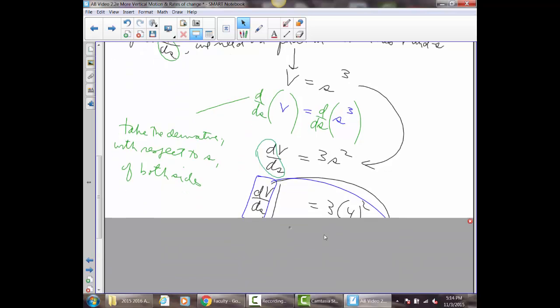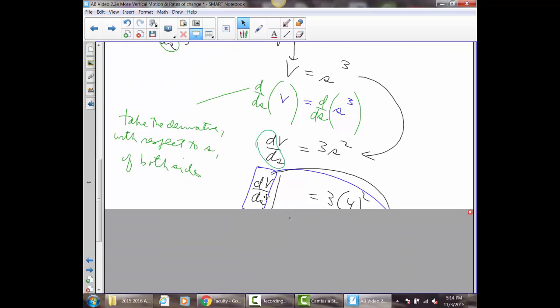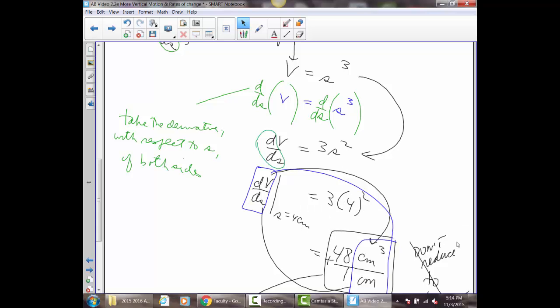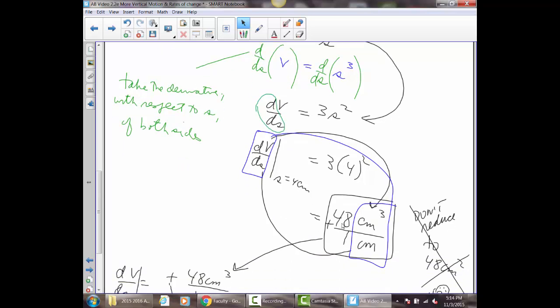And therefore, the derivative, or the rate of change of the volume with respect to the edge length at s equals 4, I'll replace the s by 4, and I'll get 48. Now, be very careful. This is 48 cubic centimeters per centimeter because it's the rate of change of the volume with respect to s, which is the edge length, which is just in centimeters. You do not cancel out the centimeters with the centimeters cubed and give me an answer of 48 centimeters squared.